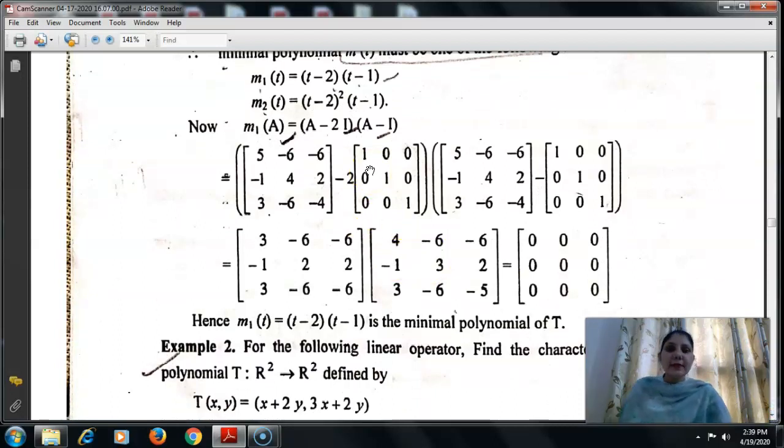Then you can easily verify which polynomial will be satisfied by T. Here we are given the matrix A, so the polynomial m1(t) will be satisfied by the given matrix A. Here we have checked m1(A), that is (A minus 2I)(A minus I). We put in the values of A, and I is the identity matrix of the same order as A. After calculation we saw that this becomes the zero matrix. Therefore m1(t) is the minimal polynomial of the given operator T.